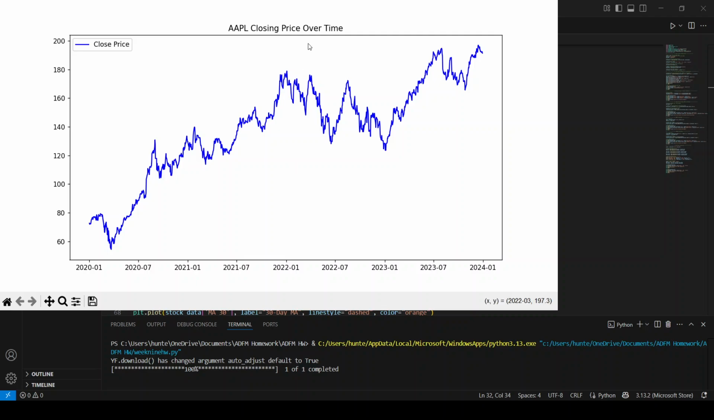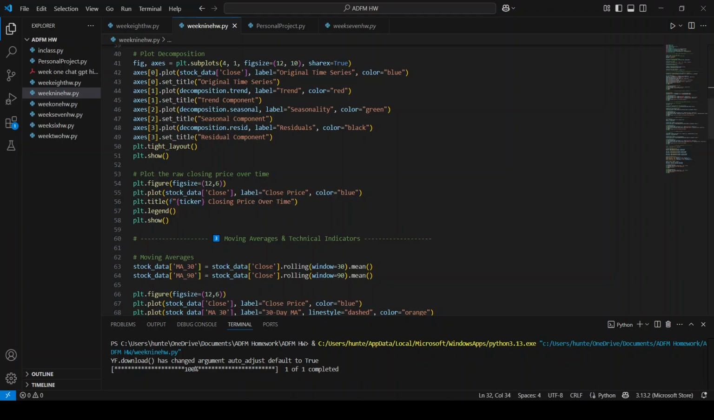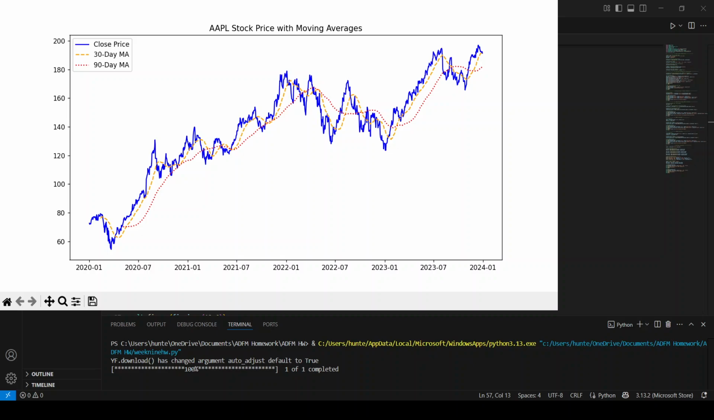Now here we are, the raw closing price of the Apple stock, with the closing price on the left and the time period on the right. Next on the graph, we're getting our Apple stock prices with the simple moving averages. The blue is the closing price. The orange is the 30-day simple moving average, and then the red is the 90-day simple moving average.